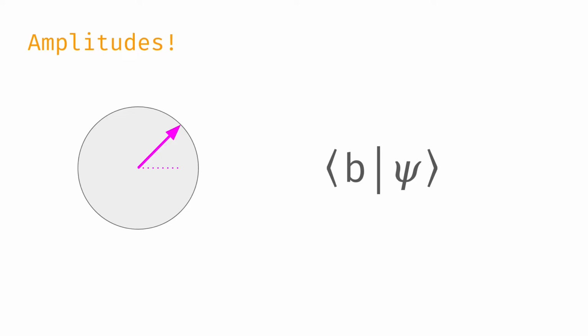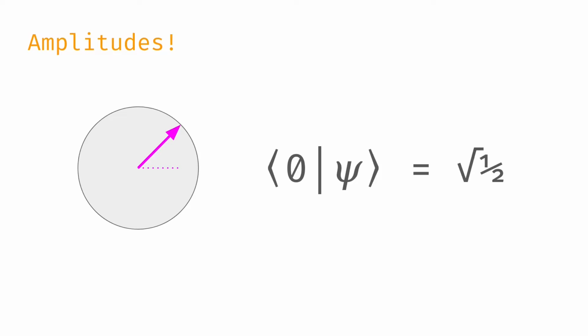So B is the basis vector or the basis state, and psi is whatever vector, whatever state we're talking about. And so in this case, for example, the component of our 45 degree angle quantum state vector in the zero basis is the square root of 1/2. So we say that the amplitude of the zero state in our 45 degree angle state, it's actually called the Hadamard state, but that doesn't matter, is that number.